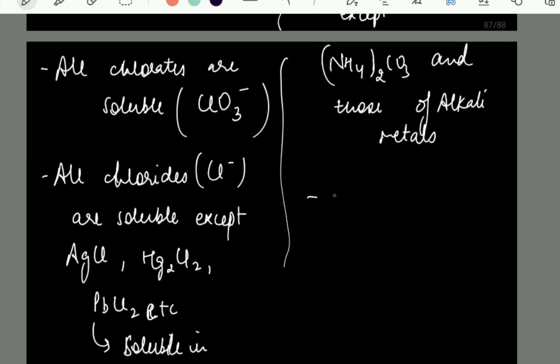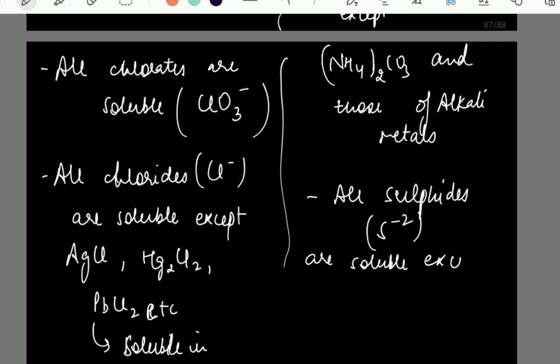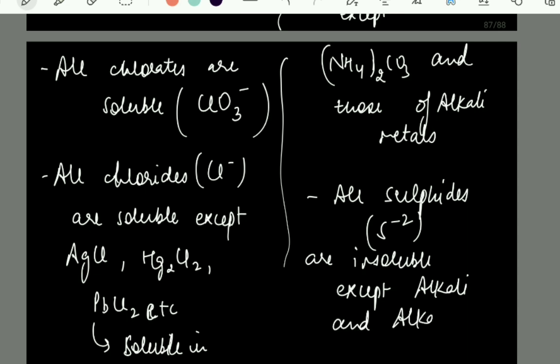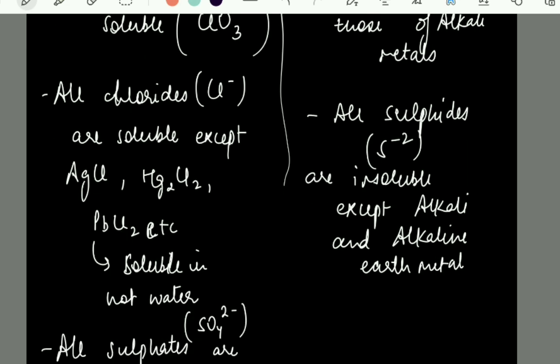Then we go to next, all sulfides. Sulfides are S2 minus. Again, I have said soluble, but it's insoluble because we are discussing insoluble only. So these are insoluble except alkali and alkaline earth metals. Now alkali metals are group 1, lithium, sodium, potassium. I have discussed many times in my previous videos also. Alkaline earth metals are group 2, beryllium, magnesium, calcium and so on.